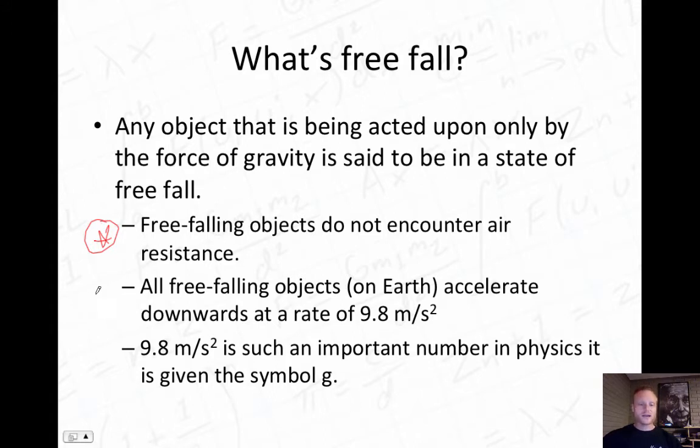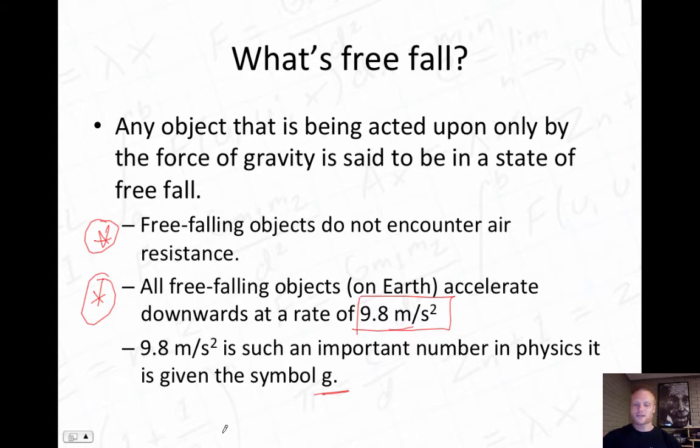All free-falling objects on Earth accelerate down towards the Earth at a rate of 9.8 meters per second squared. This is a number that is worth memorizing. It will come up over and over and over again. So 9.8 meters per second squared is the acceleration of all objects on Earth. It's actually such an important number that in physics it's been given the symbol g. So if I ask, what is g on Earth, it would be 9.8 meters per second squared.